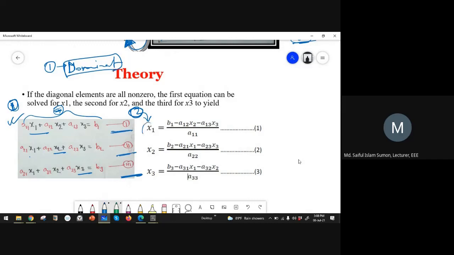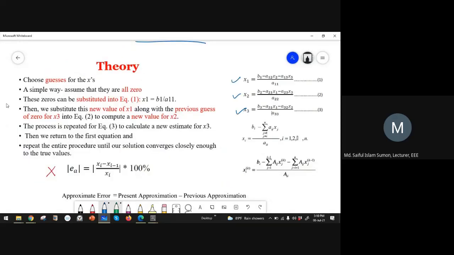If I separate x1, you will see something like this. If I separate x2 from this equation, you will see something like this. And from this equation, if I separate x3, we get something like this. Then I need to guess the values of x. As you have seen, we guessed 0, 0, 0. One simple way is to assume all 0. These zeros will be substituted in the first equation, and from there I get the value of x1. Because if this is 0 and this is 0, then only b1 divided by a11 will be there. So x1 is found by putting all zeros.